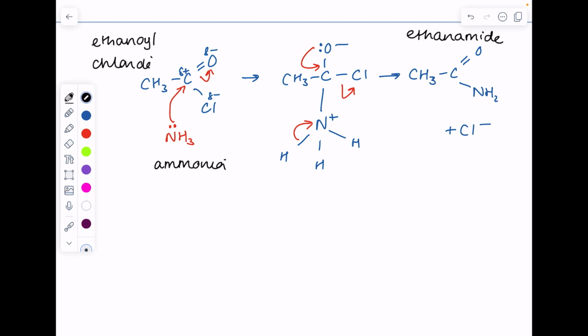Now, in these solutions which do contain ammonia, what we find in this situation is that it's another ammonia molecule which removes this hydrogen here, forming an NH4+ ion, and that's going to react with that chloride ion that left to form NH4Cl.